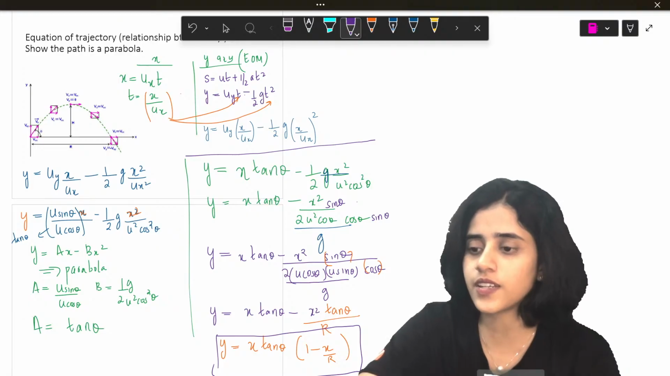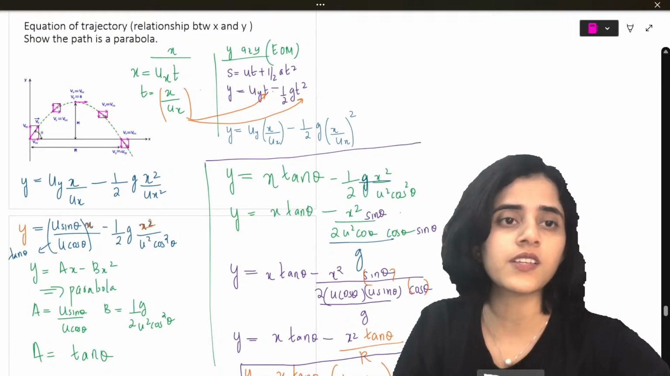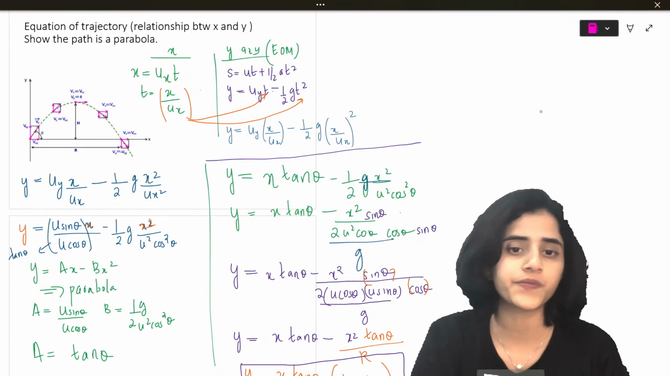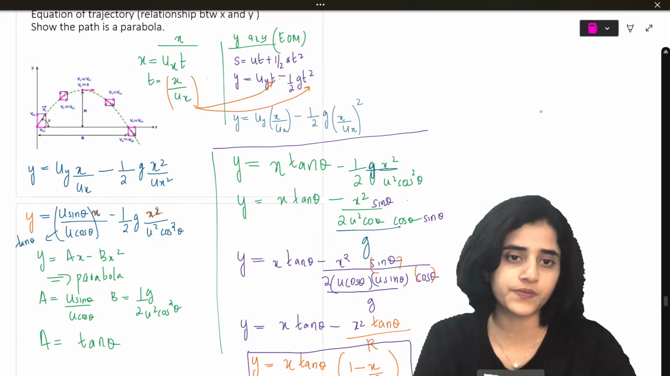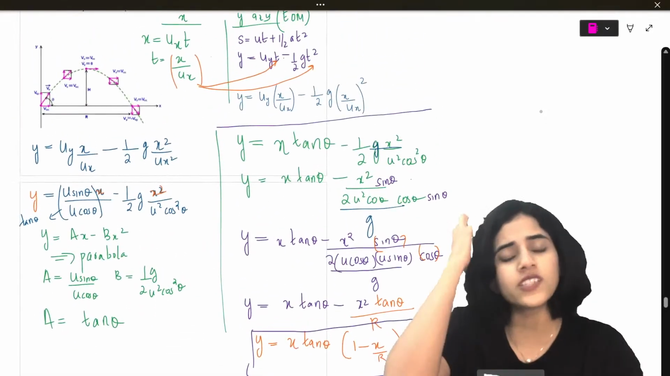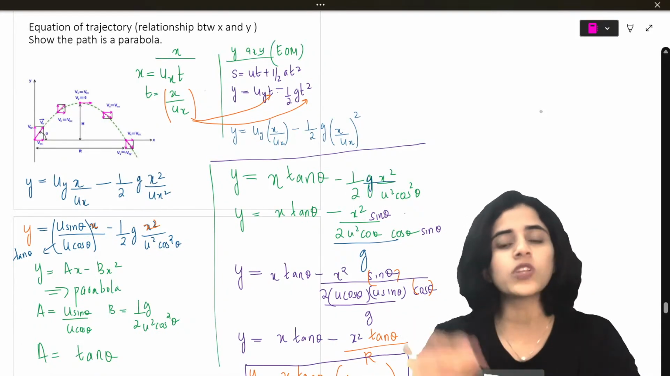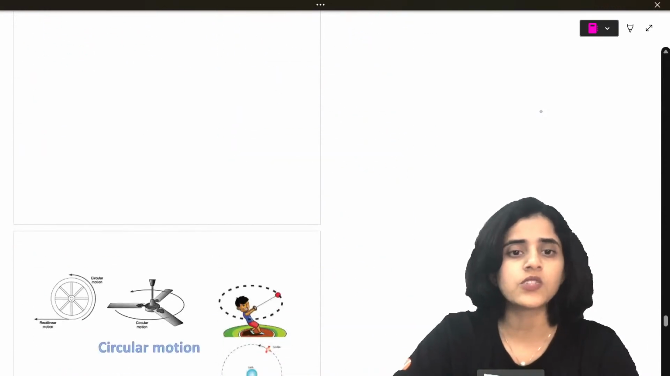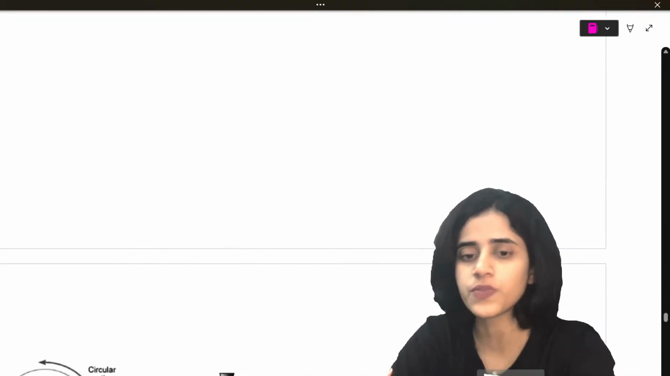Is this clear to all of you? So this is clear. So this is the equation of trajectory, the relationship between x and y. If you have any doubts, you can just go back and watch it once again. So don't just watch this like you're watching a movie. Take a pen, paper. Along with me, you write down all the steps. Then easily you will be able to do this.